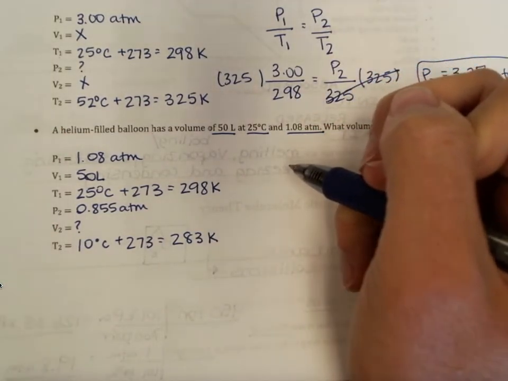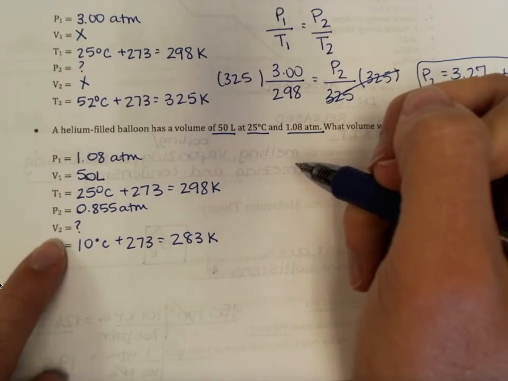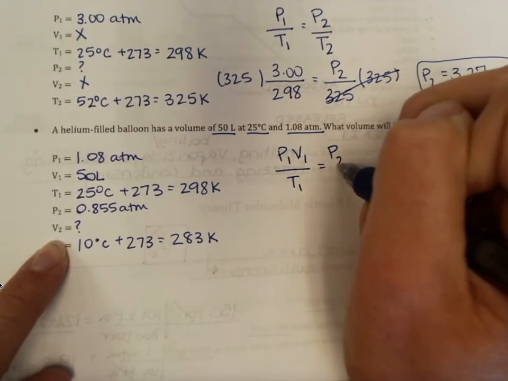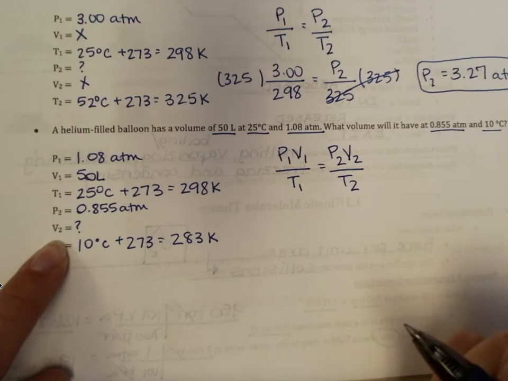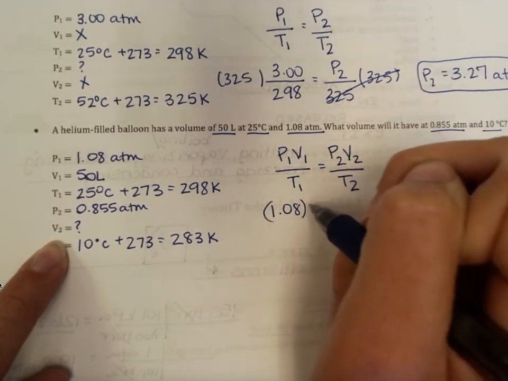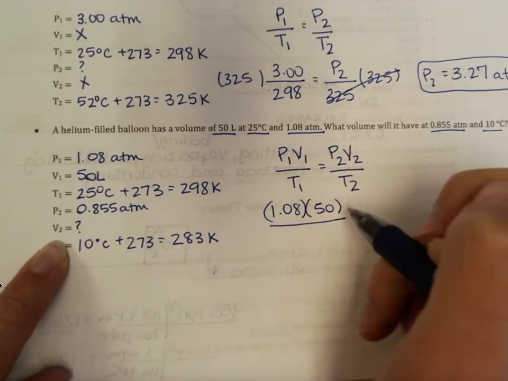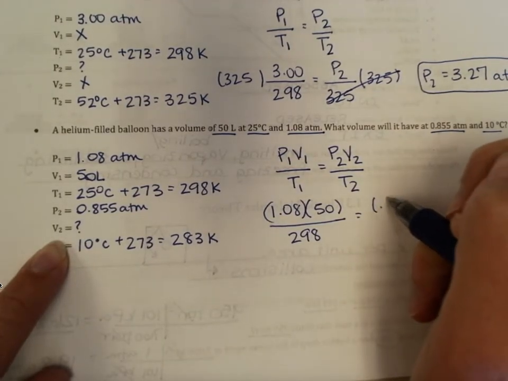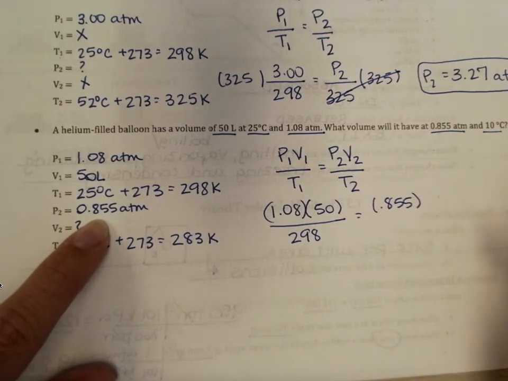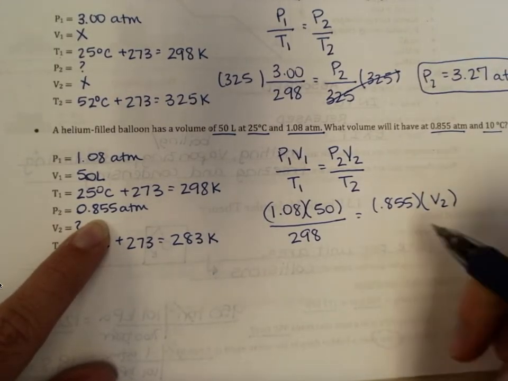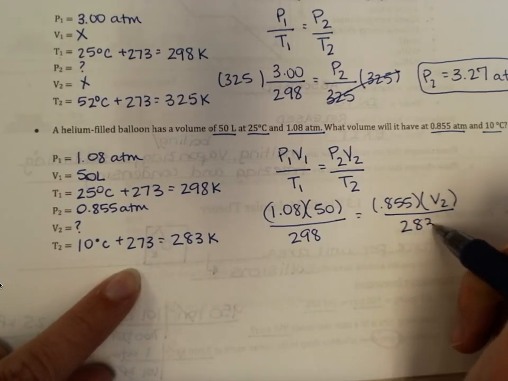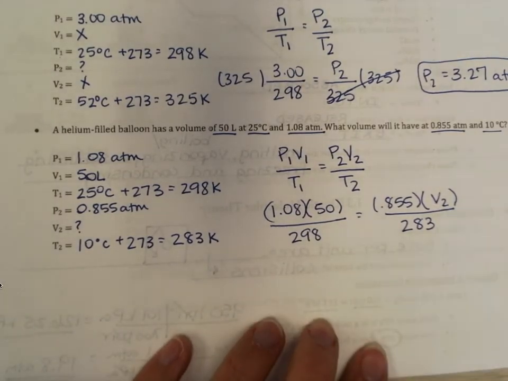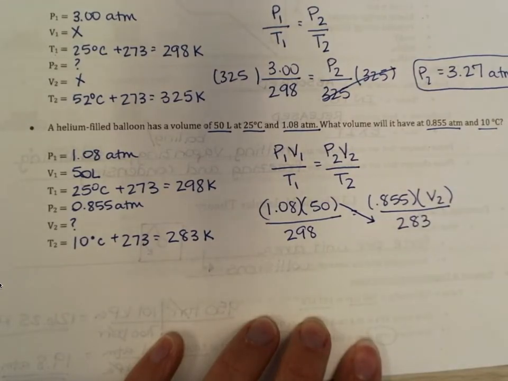Here we don't get to ignore any variables, right? We've got one of everything except for volume, which is what we're solving for. So P1 times V1 over T1 equals P2 times V2 over T2. My P1 is 1.08. My V1 is 50. My T1 is 298 Kelvin. What's going to happen when I decrease that pressure to 0.855? I don't know volume, but I know that the temperature is 283. So this is a situation where I'm going to cross multiply to solve for my V2. So I'm going to cross down first.